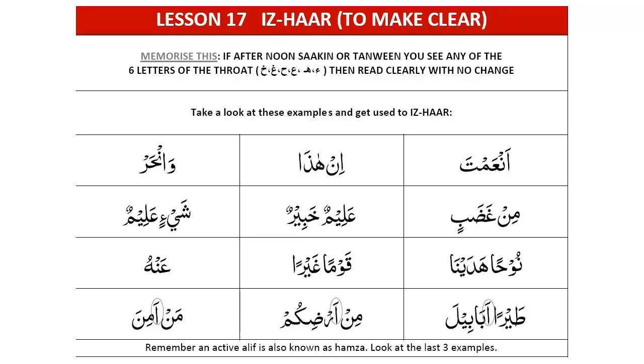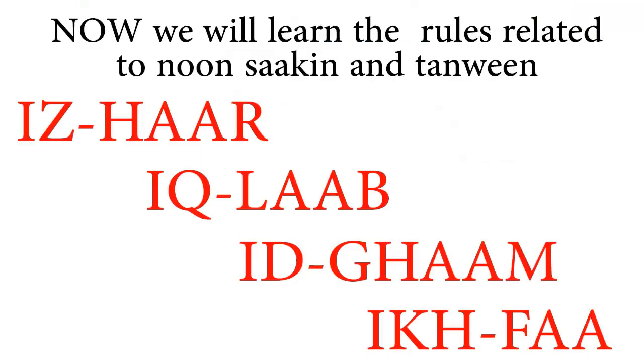Right, the way I've put it is the 4 eyes. Remember, noon, sakin and tanween have got 4 rules. They're called the 4 eyes, okay? Because they all begin with I. So the first one, Izhar. It's a dha, okay? Izhar. Number 2, Iqlab. Number 3, Idgham. And number 4, Ikhfa. Okay?